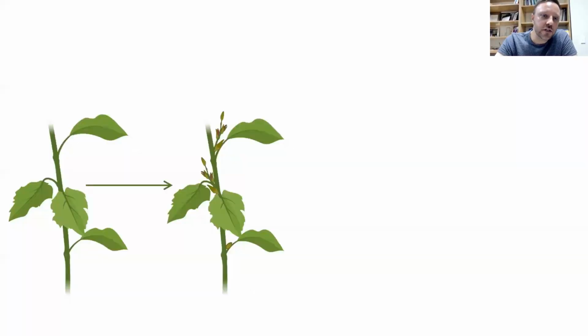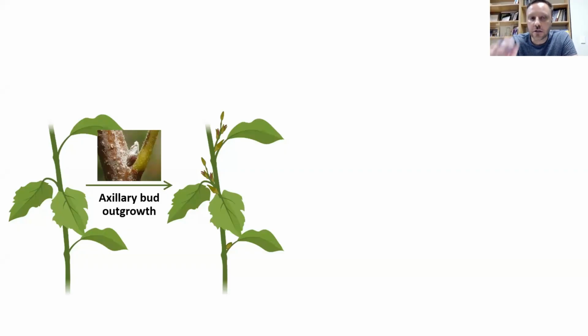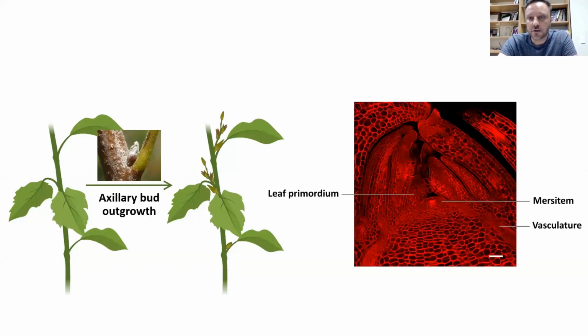So in plants, shoot branching is controlled by axillary bud outgrowth. So little buds which are at the axil of each leaf at each node. And each axillary bud is made of a meristem with primordia and internodes which are not elongated yet. So it's a compact structure which is just ready to grow when the bud is released from dormancy.